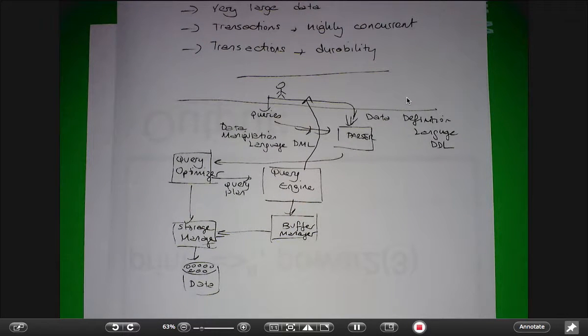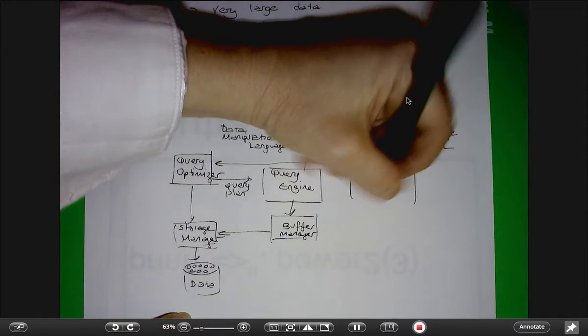In addition, while it's executing its queries, if it's changing data, it has to worry about whether other people are looking at the same data at the same time. So you have to keep track of what the users are doing, what they're accessing. So you have to have some sort of concurrency control.